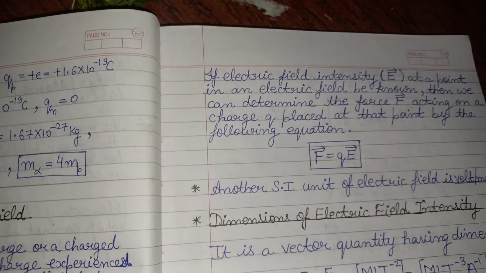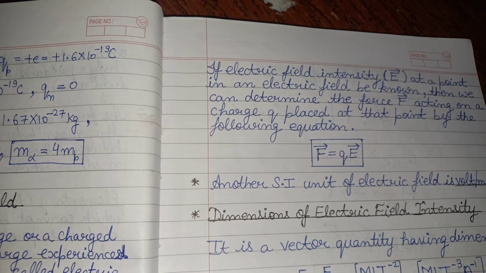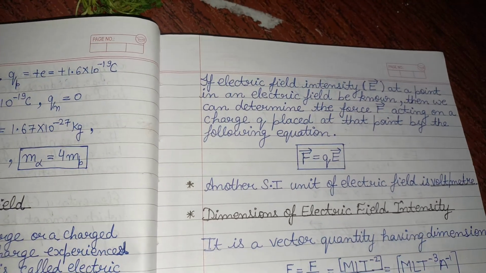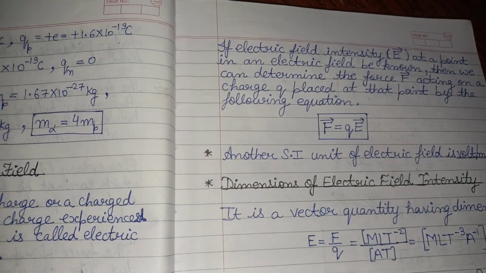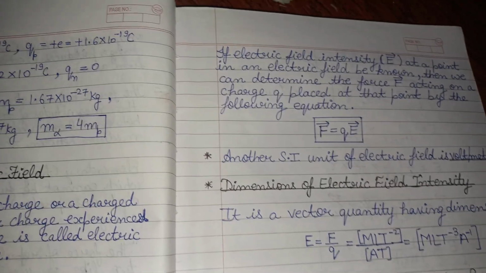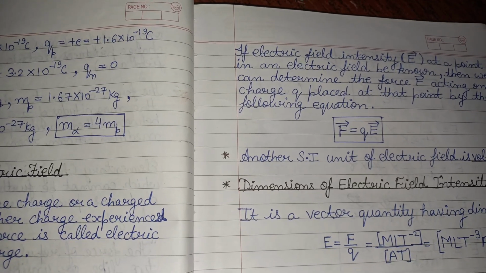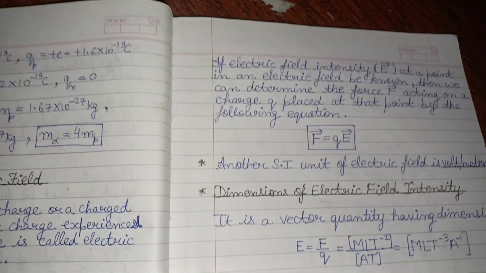So if the electric field intensity E at a point in an electric field is known, then we can determine the force F acting on a charge Q placed at that point by the following equation: F is equal to QE. Another SI unit of electric field is volt per meter.